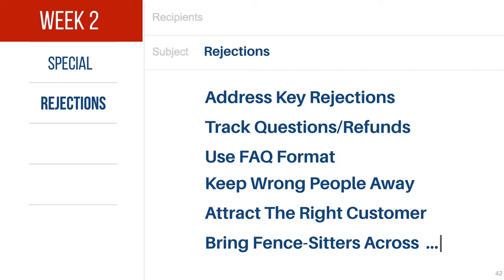So keep the wrong people away by being clear about it, and attract the right customer by being clear about who it's for. Some of the other things that I often address in these rejections emails are how the product's delivered. Some people aren't sure whether it's digital or physical. It's a good opportunity to also mention any refund policy if you haven't mentioned that already in your sequence. The whole idea here is hit every reason why people have decided not to buy. If you can deal with that, then they're going to make the decision to buy as a result of reading this email. And it is one of the most important emails in the sequence when it comes to selling. This will bring the fence sitters across.